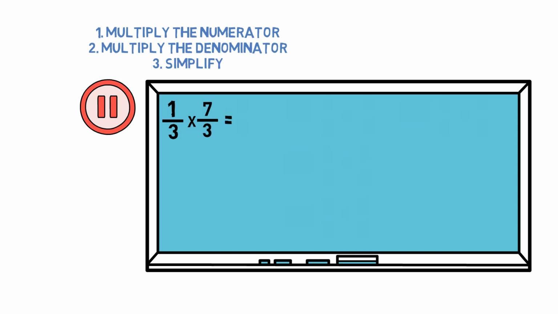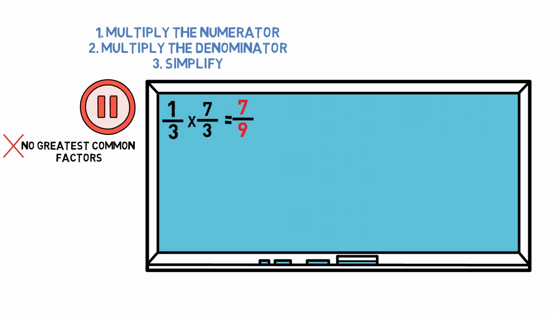So 7 times 1 is 7, and 3 times 3 is 9. So our answer is 7/9. Do they share any common factors? No, this is the simplest form.